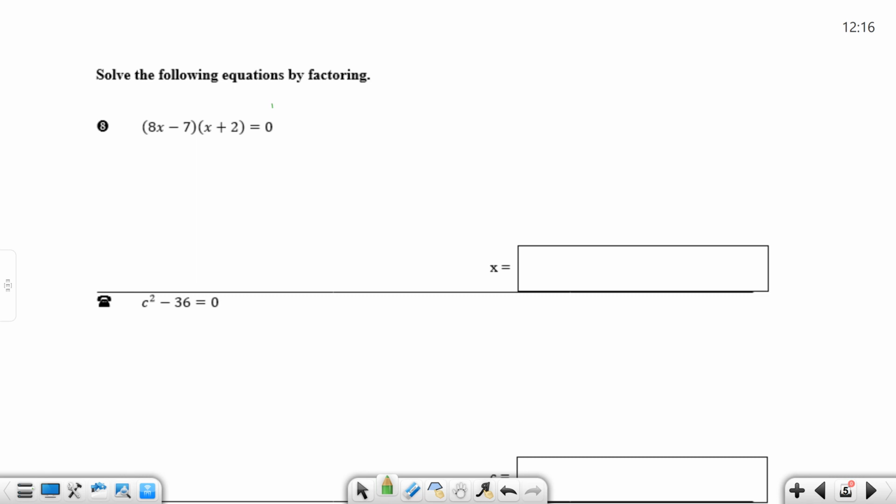So step 1 here, already set equal to 0, right? Over here, this is already factored. Step 2 is done, right? So then we have to go to step 3, where it's 8x minus 7 is 0, or x plus 2 is 0. That's step 3. Now that's done. And now we go to step 4.